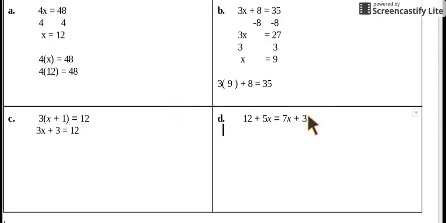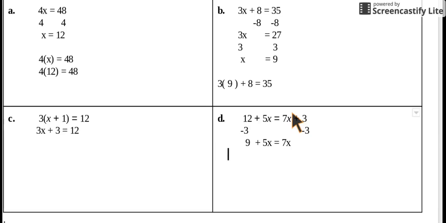If we look at this equation, the first thing I gave you guys for big equations like this is to find the smallest number without a variable and move it to the other side. Well, if we look at it, the smallest number is going to be your 3. So right now you're adding 3 to this side, so in order to get rid of it from this side, you have to subtract 3 from both sides. 12 minus 3 gives you 9. And you still have that plus 5x equal to 7x.